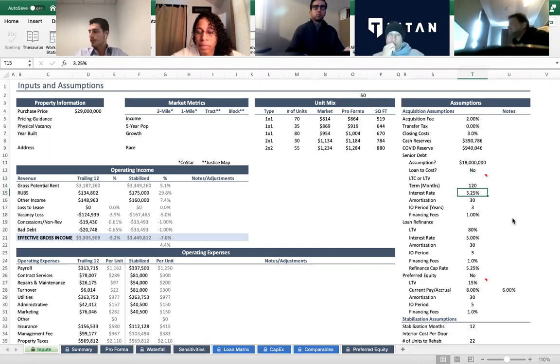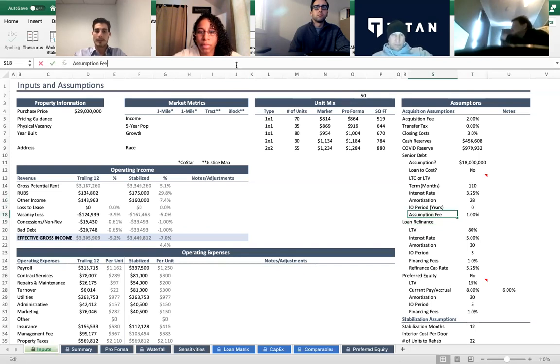And then you still plug in the interest rate just as you would, and the amortization. So if you are assuming a loan that they've been paying down principal, like let's say they've had the loan for 2 years and they've been amortizing for those 2 years, you would actually need to underwrite a going in amortization schedule of 28 years. And then in that situation, you'd have no interest only period remaining. And then typically the assumption fee is 1%. If you want to rename it, you could say assumption fee. And that's it. That's as easy as that.